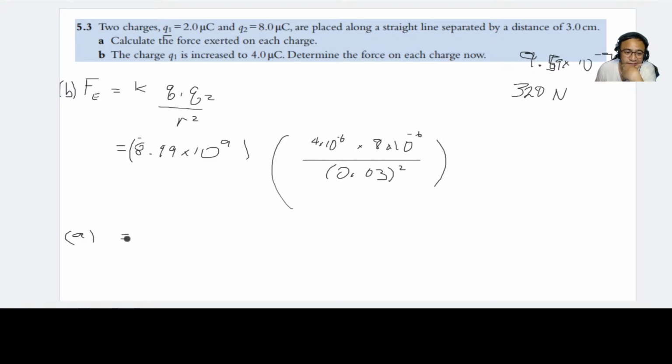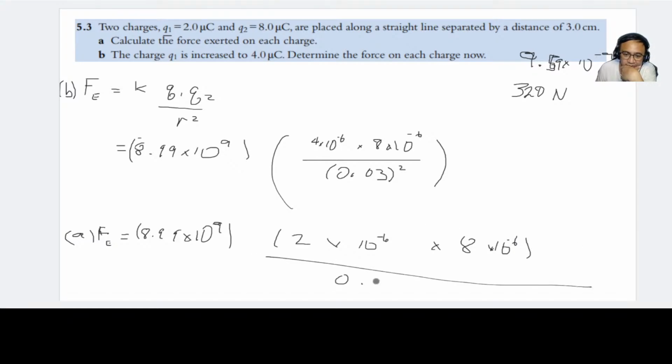Okay, so we'll just go straight here now. Fe equals the same 8.99 times 10 to the 9. This time 2 times 10 to the minus 6, times 8 times 10 to the minus 6, all over 0.03 squared. That's going to give you 160 newtons, right?